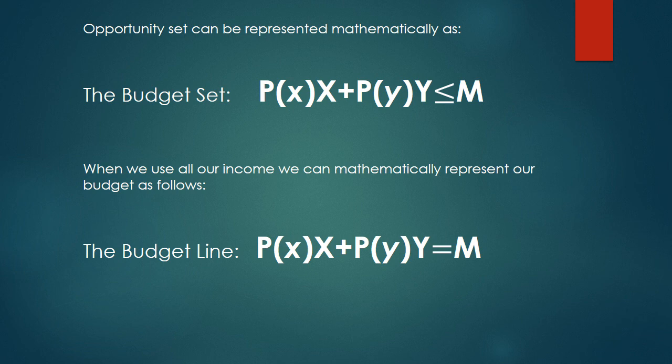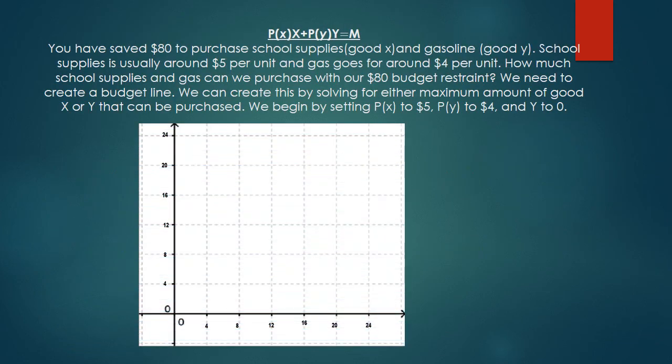But when we use all of our income, as we will in the following example, we mathematically represent this equation as the budget line, which is known as P of X times X plus P of Y times Y, which is equal to M. In this example, you have saved $80 to purchase school supplies, which is going to be good X, and gasoline, which is going to be good Y. School supplies goes for around $5 a unit, and gas goes for around $4 a unit. So how much school supplies and gas can we purchase with our $80 budget constraint?